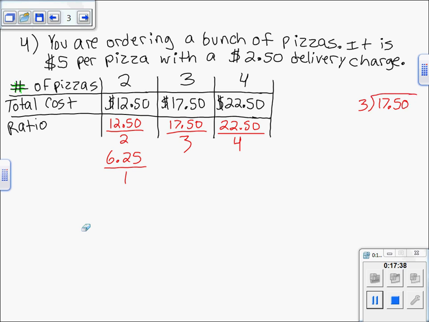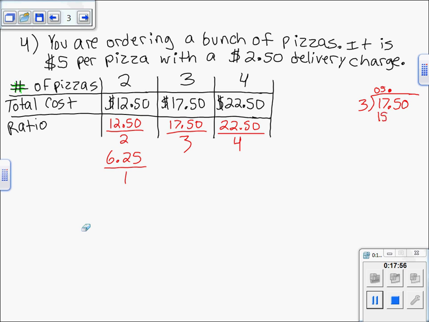So 17.5 divided by 3. I'll make it 17.50. So now we're going to divide by 3. Remember, when you do long division, that decimal goes straight up. So that's how you keep track of it. So now be very neat with the order you write these in. 3 goes into 1, 0 times. So go ahead and move on to the next one.